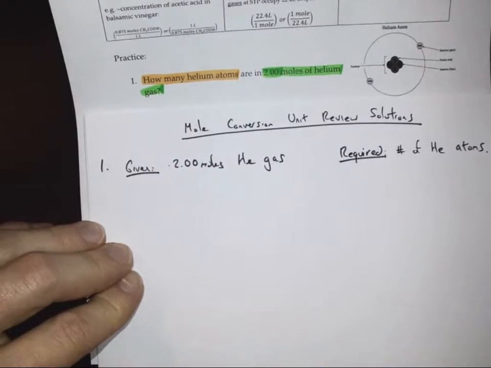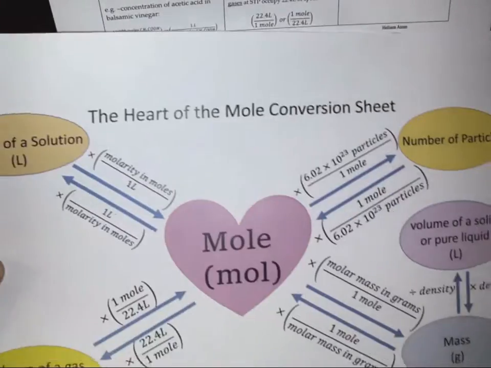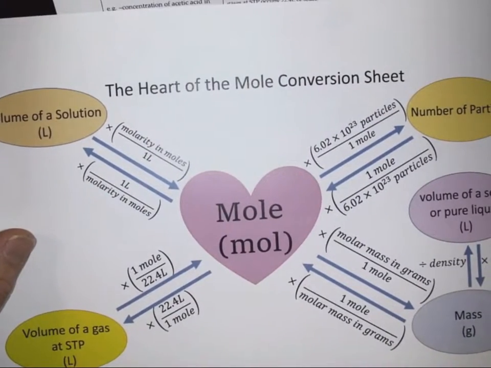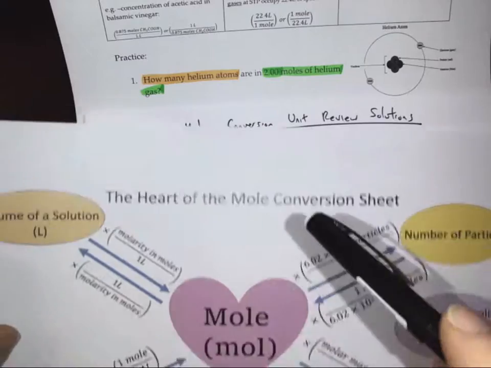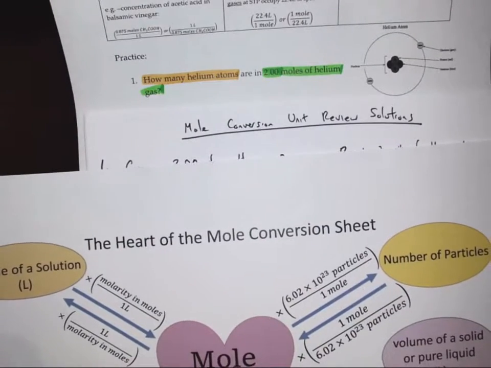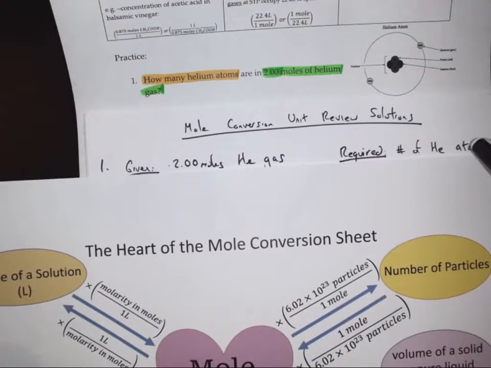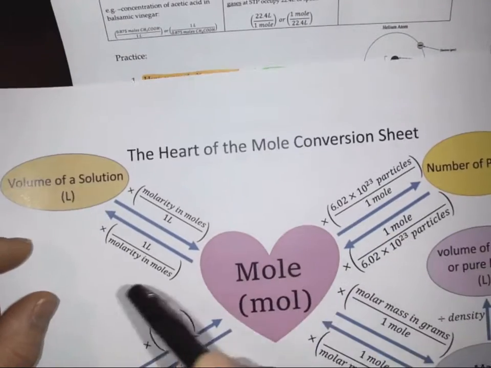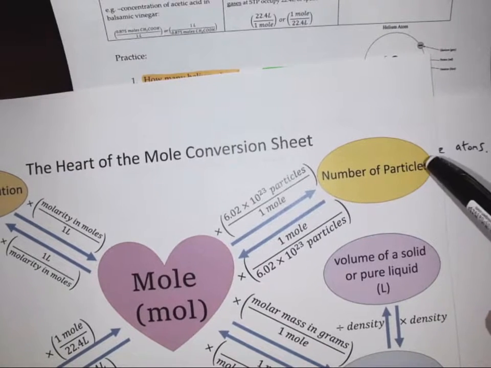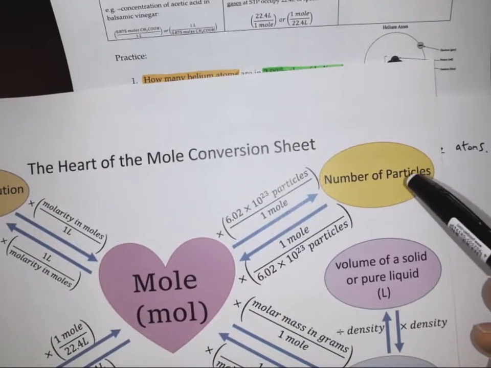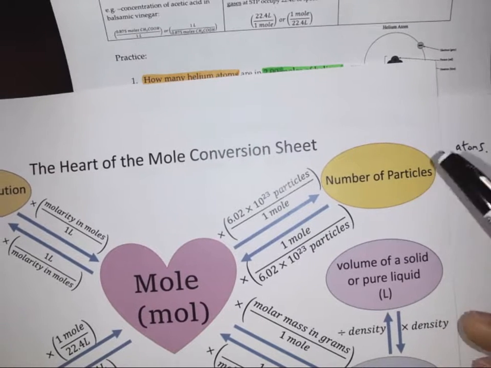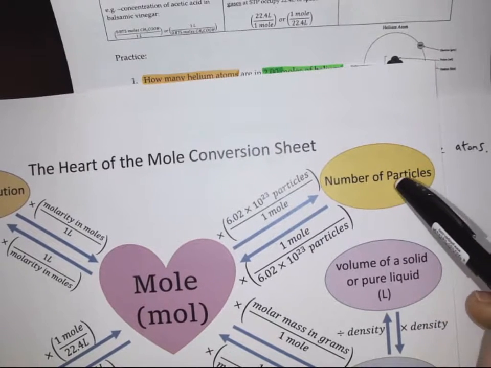Okay, so I know I've got moles of helium gas. That's my starting value. So what I suggest you try to do is locate where we are on our chart of the mole sheet to kind of get started. And it says we're starting here with moles. We know we have 2 moles of helium gas, and we want the number of helium atoms. So we look and we say, okay, atoms are a type of particle. Now I believe on your chart of the mole sheet we use the word things.